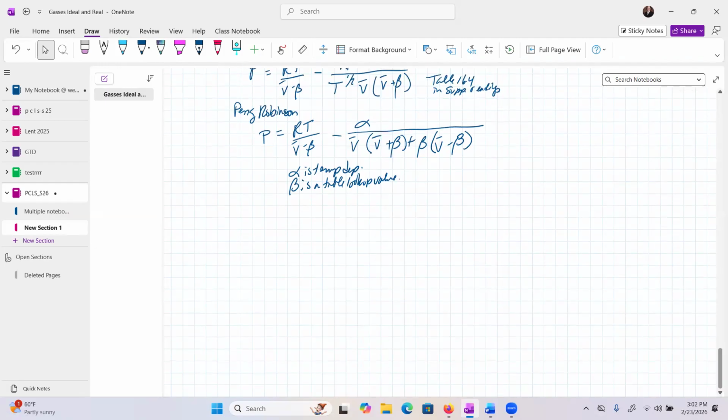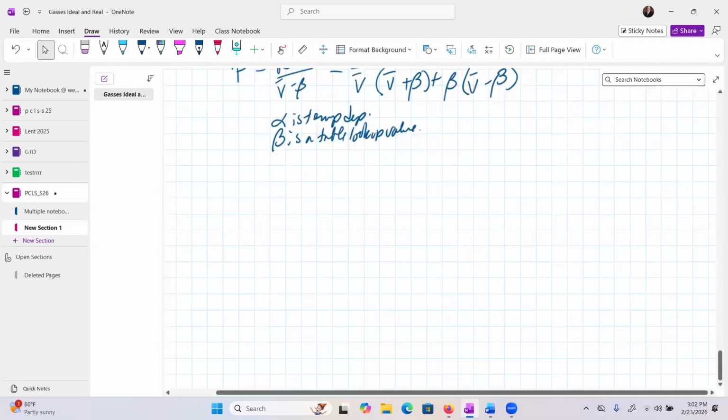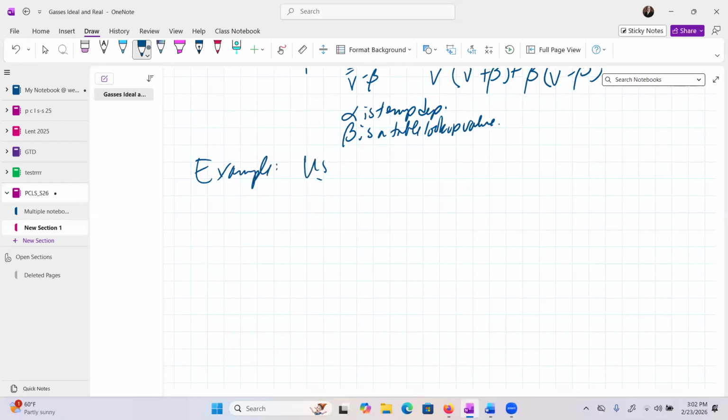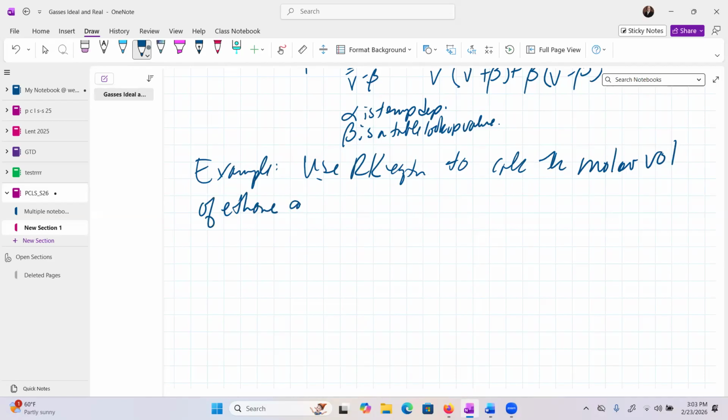So let me give you an example of how you might actually go about using this. Example: use the Redlich-Kwong equation to calculate the molar volume of ethane at 300 Kelvin and 200 atmospheres. This is what we would do.